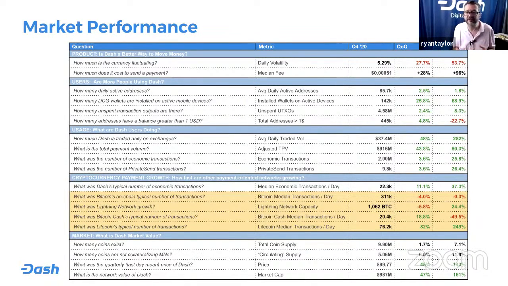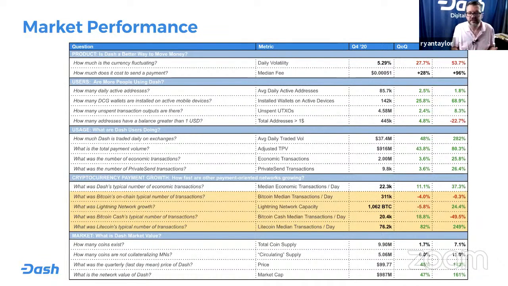Installed wallets on active devices, strong growth here, 69% growth year on year, and a little over 25% in the quarter. 142,000 wallets. This is only mobile wallets, by the way, for iOS and Android. And it does not include third-party wallets. It doesn't include multi-currency wallets. It doesn't include the Dash Electrum wallet. And so this is just the Dash wallet that DCG introduced to the market.